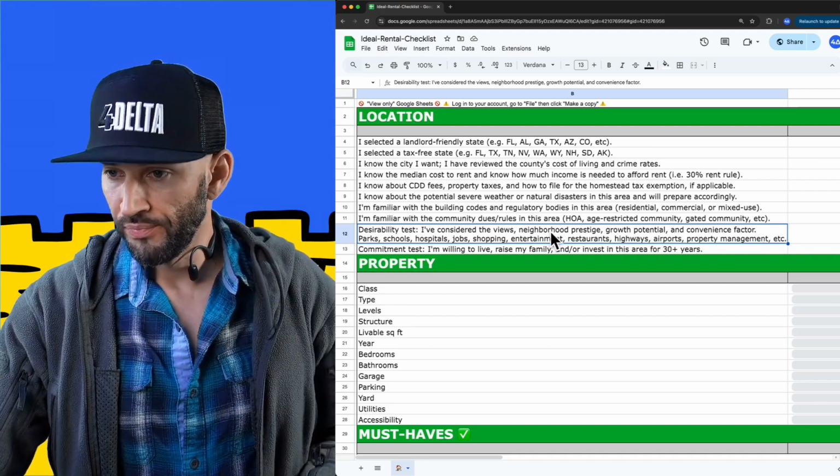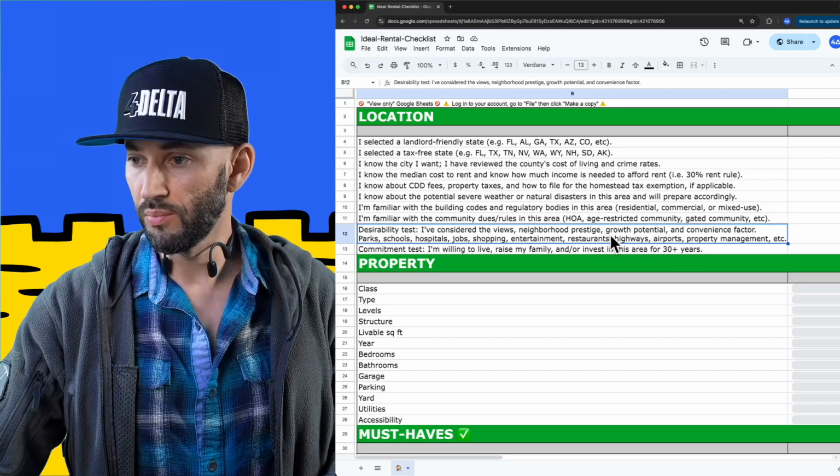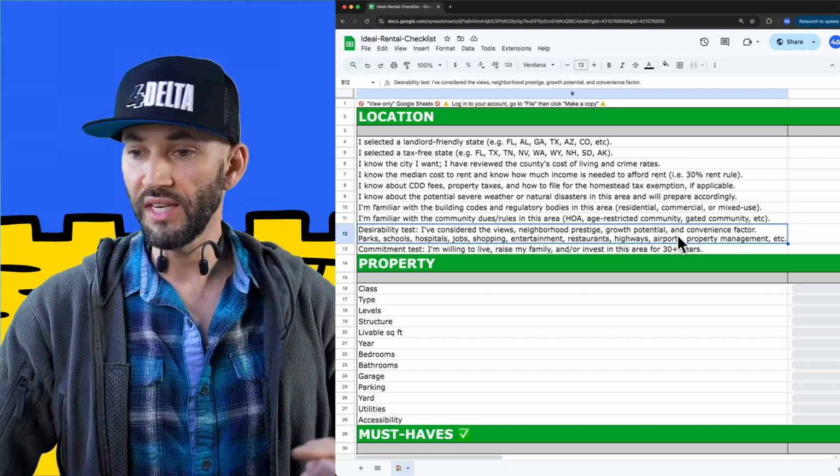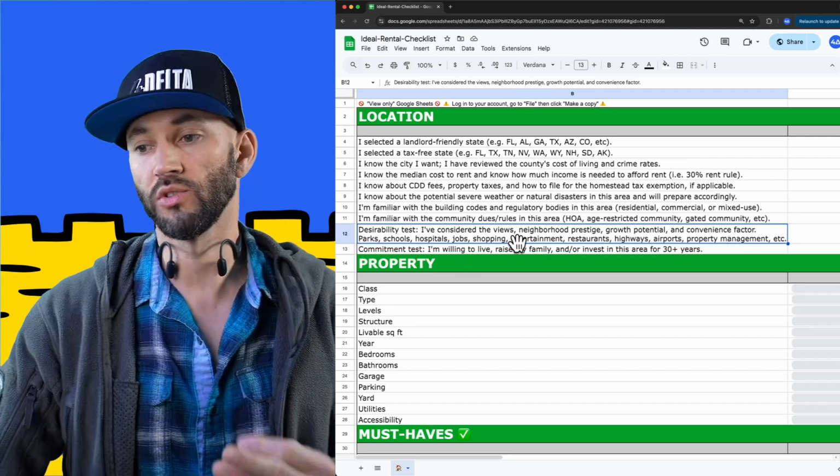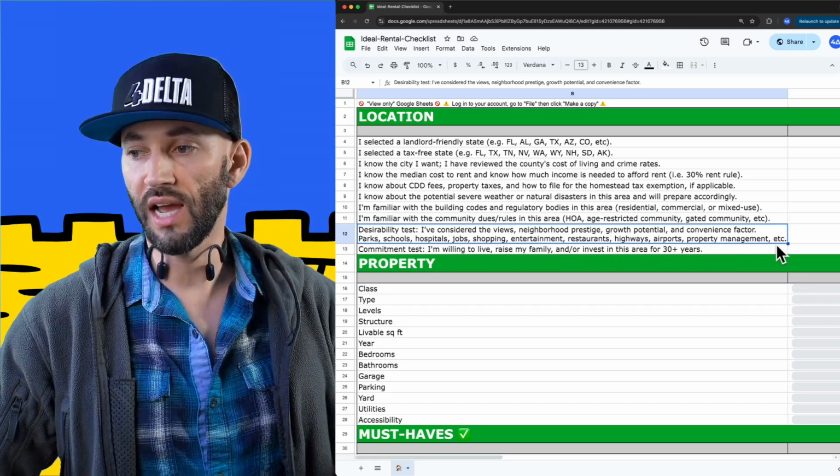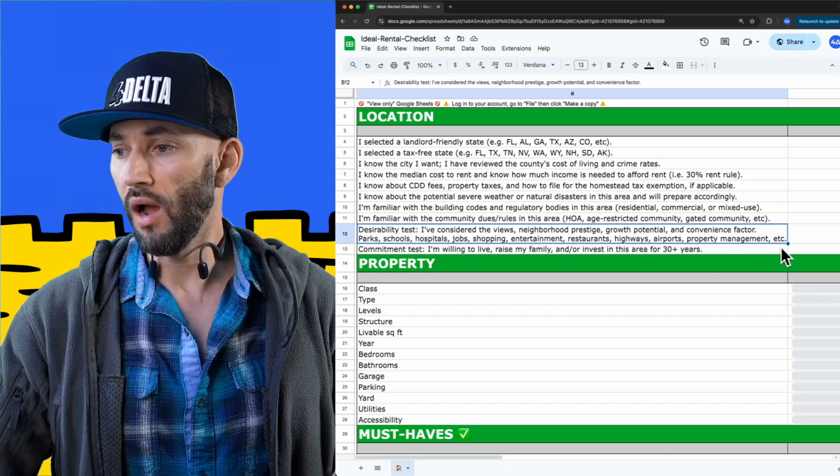Desirability test: I consider the views, the neighborhood prestige, the growth potential, the convenience factors, parks, schools, hospitals, jobs, shopping, entertainment, restaurants, highways, airports, property management.